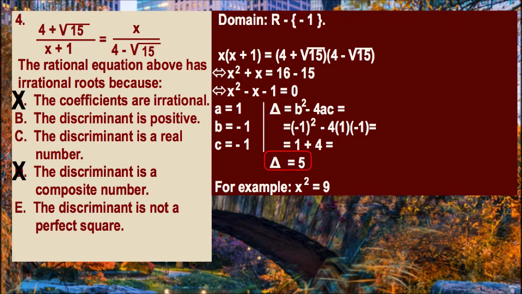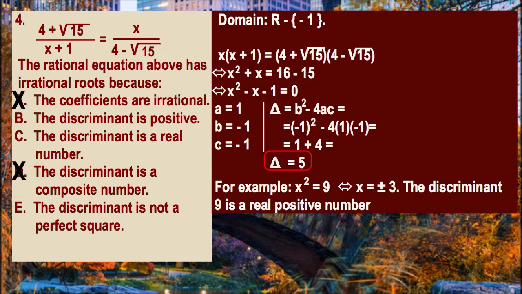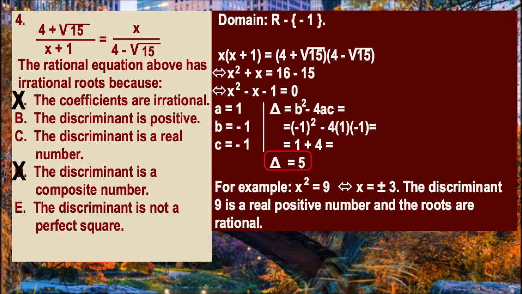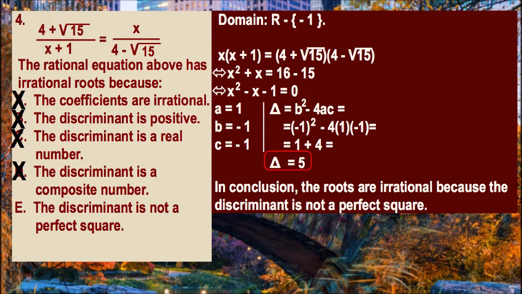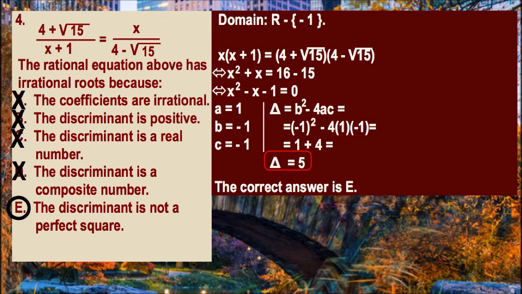For example, x squared equals 9, equivalent to x equals plus or minus 3. The discriminant 9 is a real positive number, and the roots are rational. In conclusion, the roots are irrational because the discriminant is not a perfect square. 5 is not a perfect square. The correct answer is thus E.